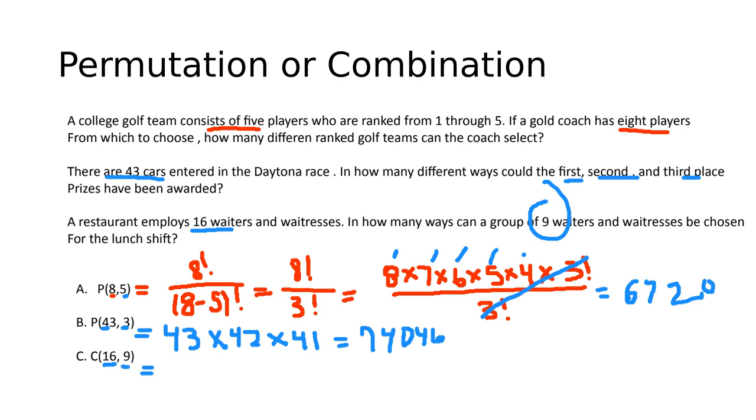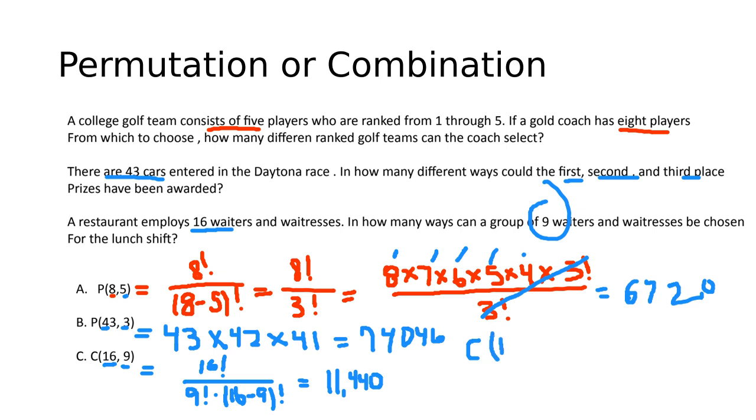Okay. So if we set it up, we have 16 factorial divided by 9 factorial times 16 minus 9 factorial. And then we would write all of that out, and that comes out to 11,440.